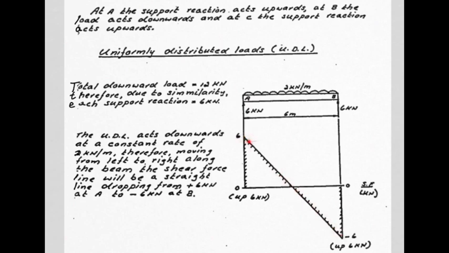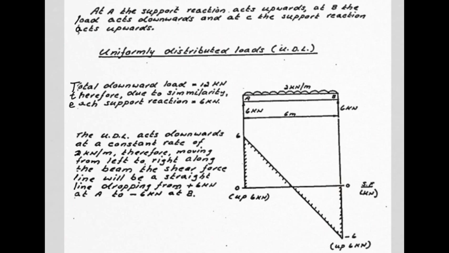And what it results in is a straight line that descends. And it descends according to the rate, the size of this UDL, until we get right down to this point, where we experience the final 6 kilonewton upward support reaction, which takes us back to 0, and then we know we are correct.